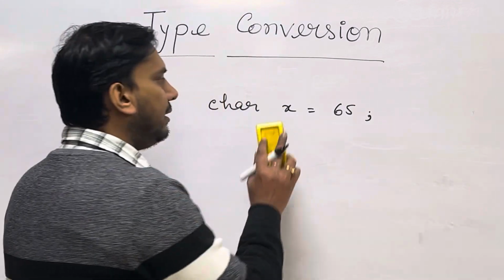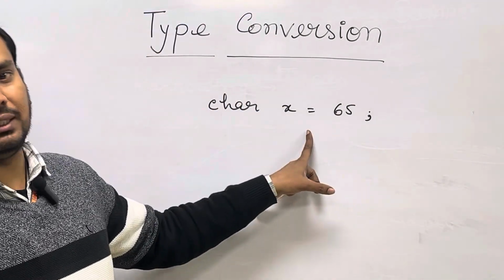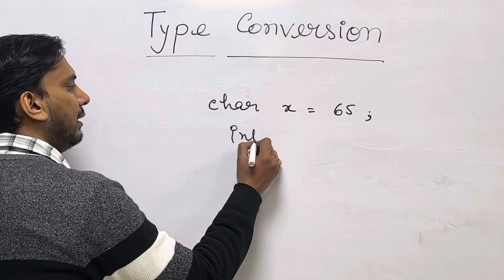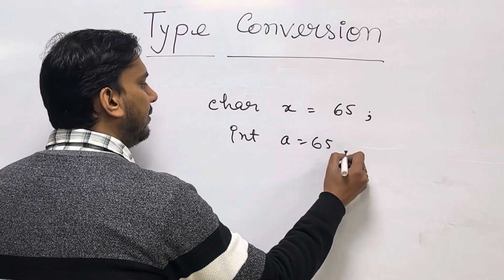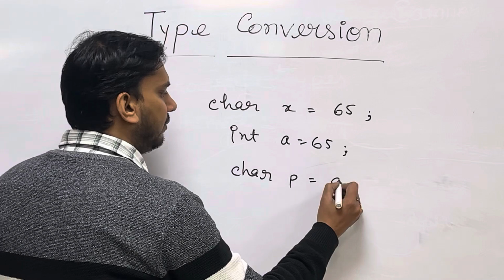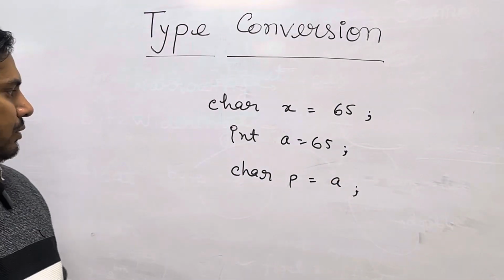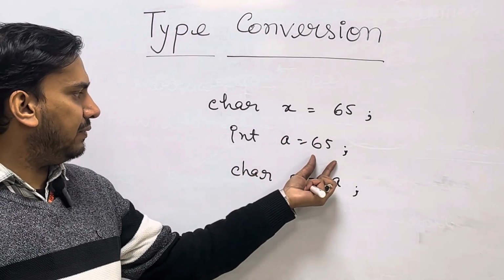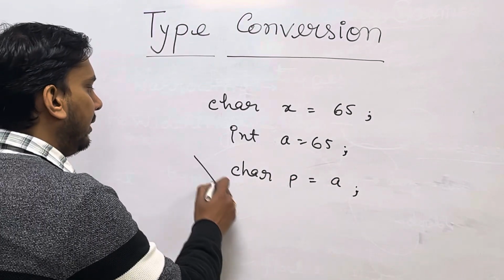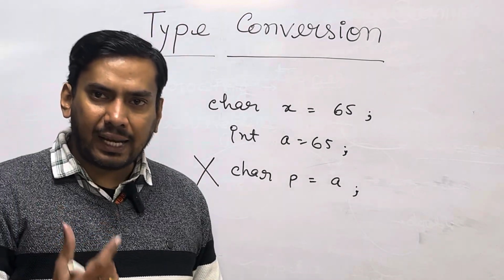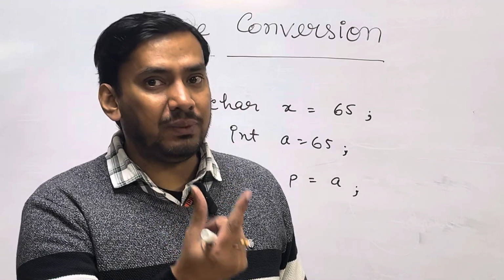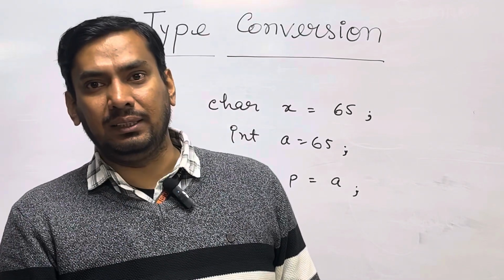Means int type of value can be assigned to the char data type. But can you write like this? int a is equal to 65 and you are writing char p is equal to a. So again the same thing, a is having 65 value which is int, but here I am trying to assign this a to p. This is not allowed. Only thing that char is allowing you to assign some integer type of literal. Literal means value. Variable cannot be assigned.